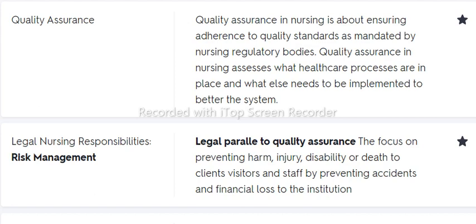Quality assurance. Quality assurance in nursing is about ensuring adherence to quality standards as mandated by nursing regulatory bodies. It assesses what healthcare processes are in place and what else needs to be implemented to better the system.